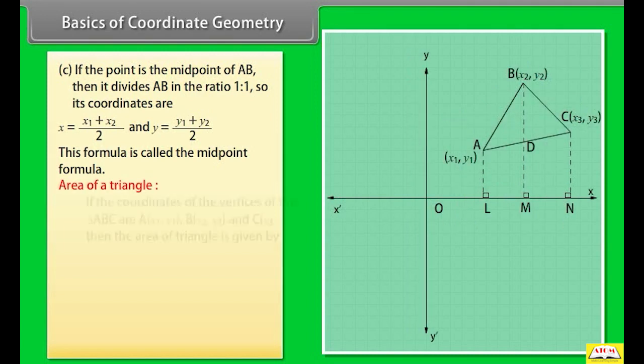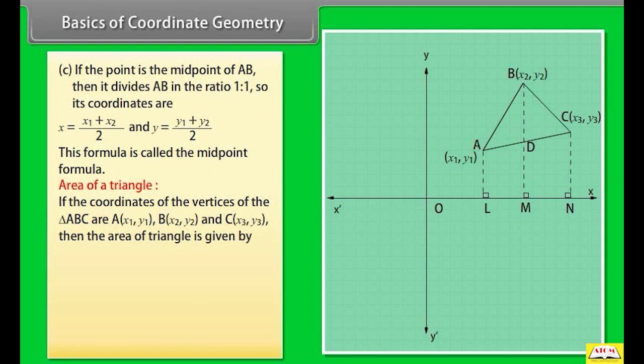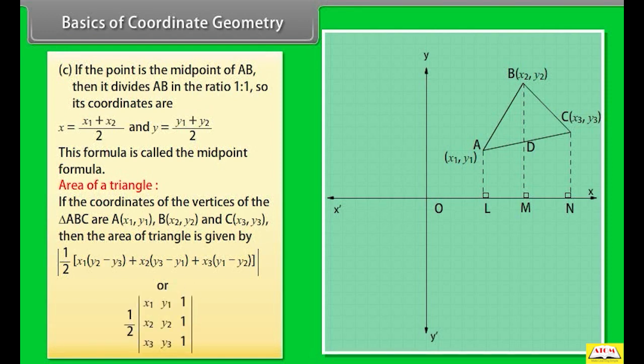Area of a triangle. If the coordinates of the vertices of the triangle ABC are A(x1, y1), B(x2, y2) and C(x3, y3), then the area of the triangle is given by modulus of 1 by 2 multiplied by [x1 into (y2 minus y3) plus x2 into (y3 minus y1) plus x3 into (y1 minus y2)], or 1 by 2 determinant, first row x1 y1 1, second row x2 y2 1, third row x3 y3 1.